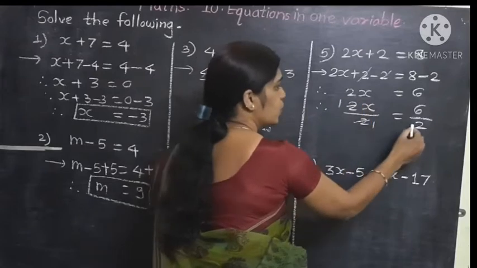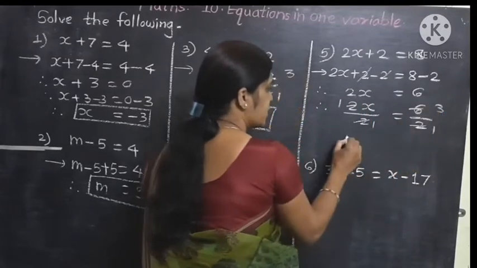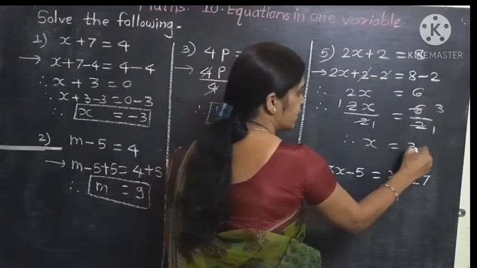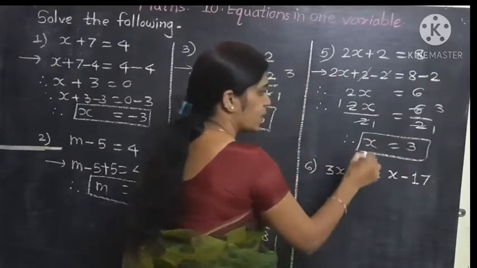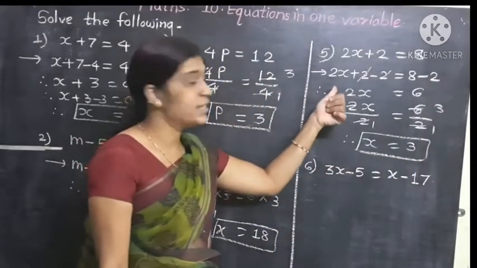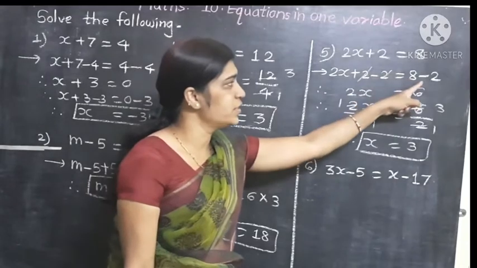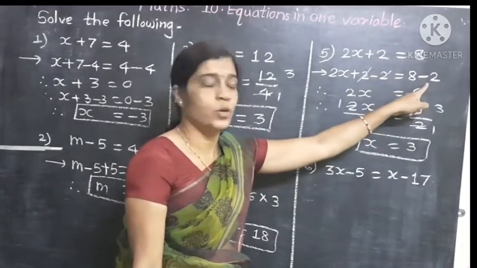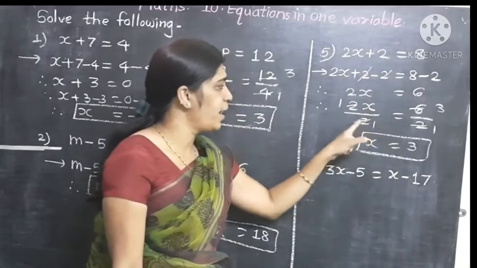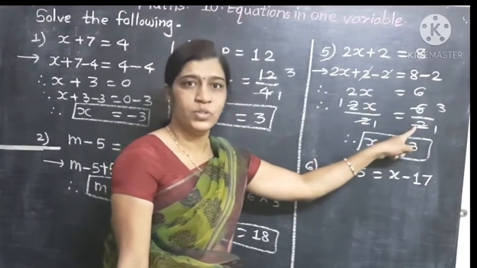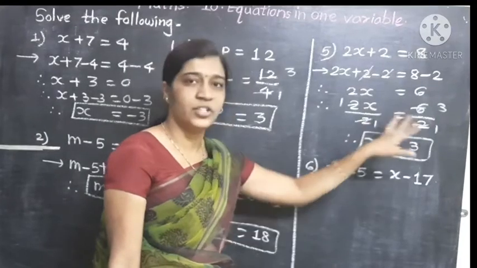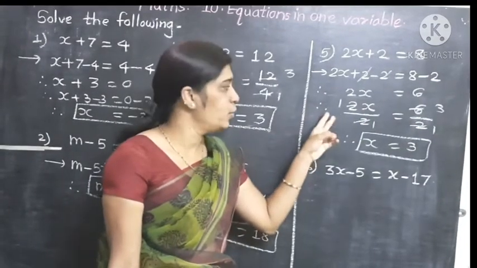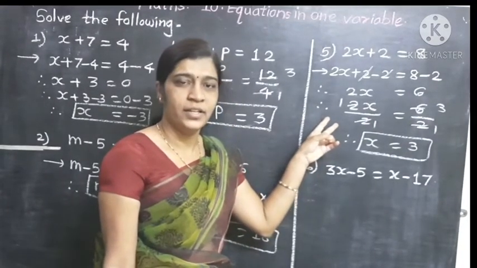2 ones are 2, 2 threes are 6. Therefore value of x is 3. Okay, in this example see, here in first step I had subtracted 2 from both sides, and in the next step I had divided by 2 on both sides. Means subtraction and division on both sides. I had done 2 operations in this example.